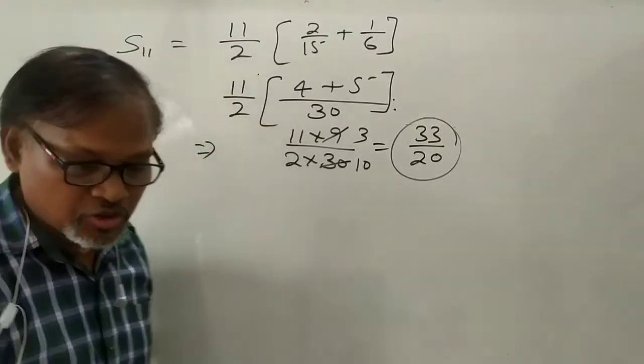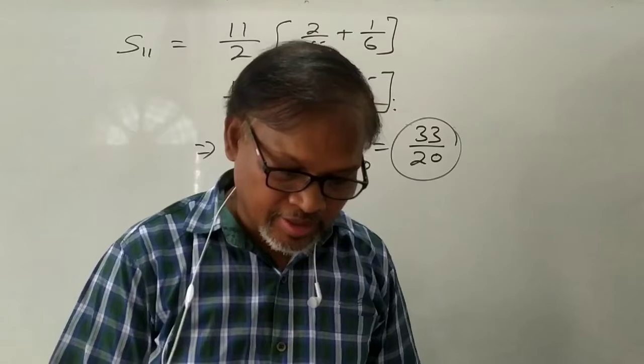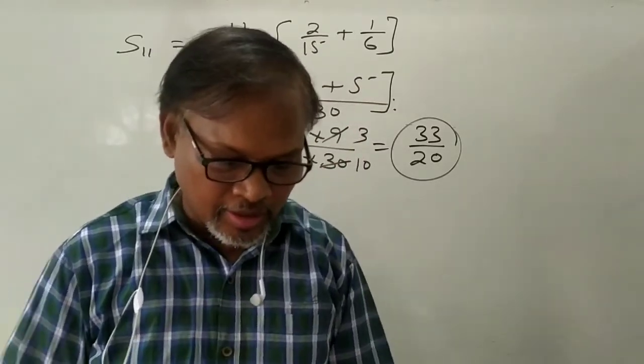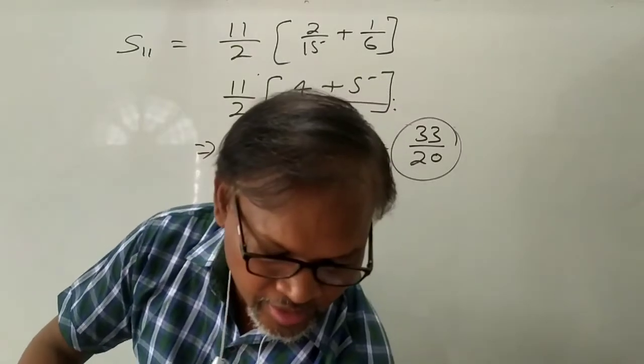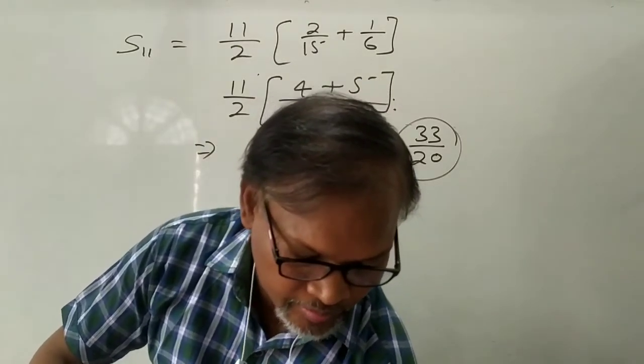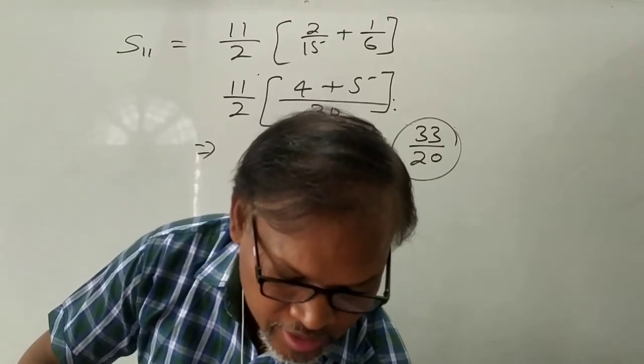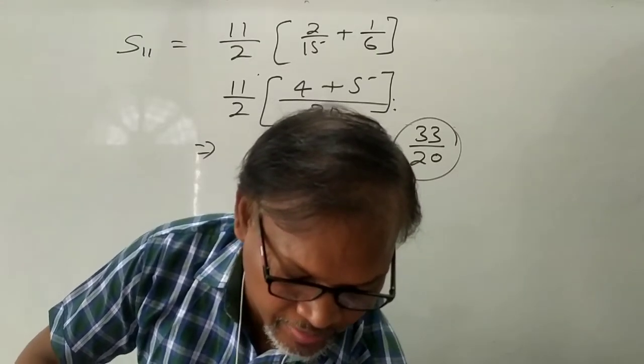Now the next question, the second one, you also have to find using the formula Sn is equal to n by 2 into a plus l. In the third one, everything is given, and what is not given, you have to find.